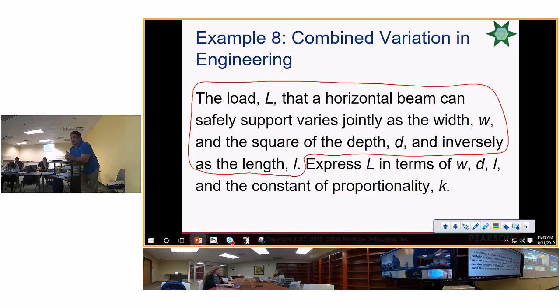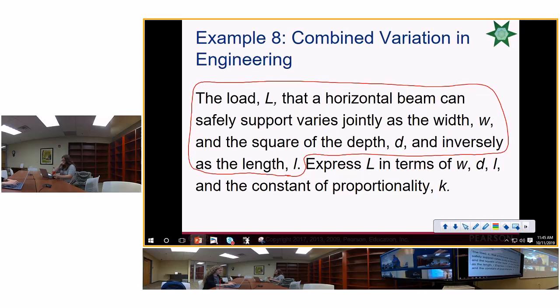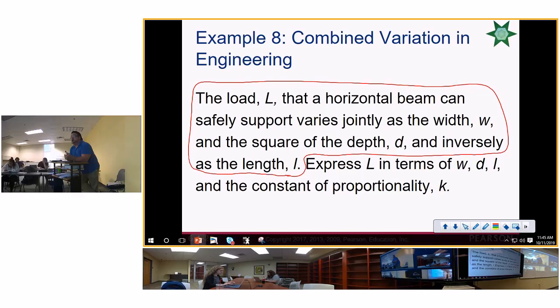That was the load L that is horizontal. The horizontal, but you know what that's called? It's called tensile strength. How much a 2x4 will hold? That's called tensile strength.